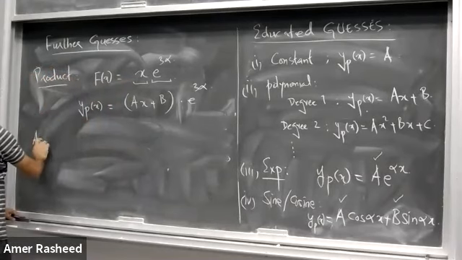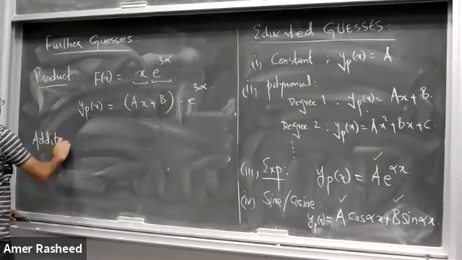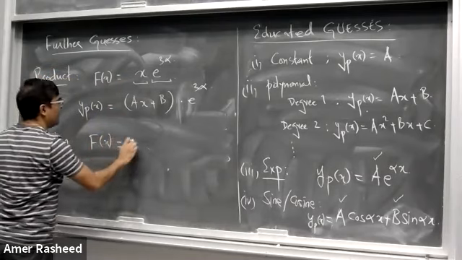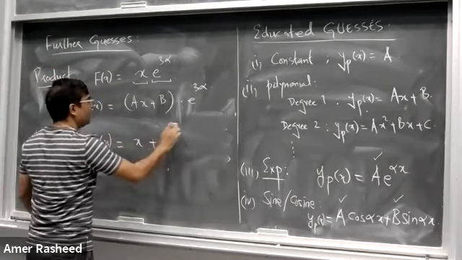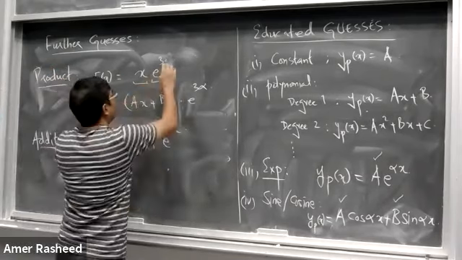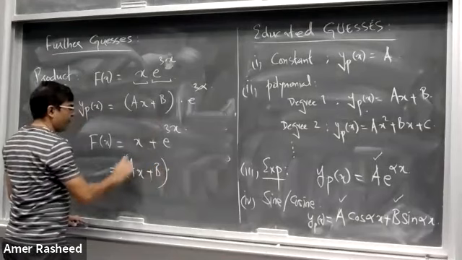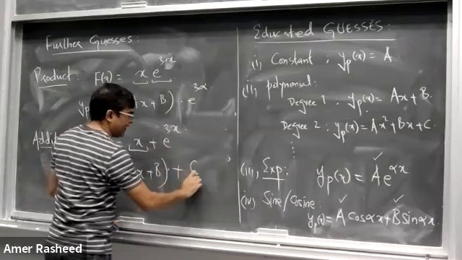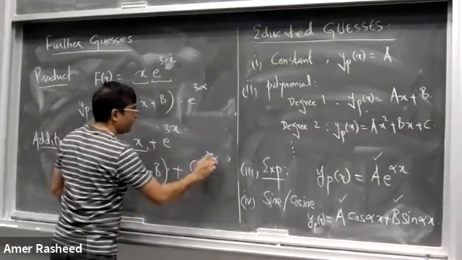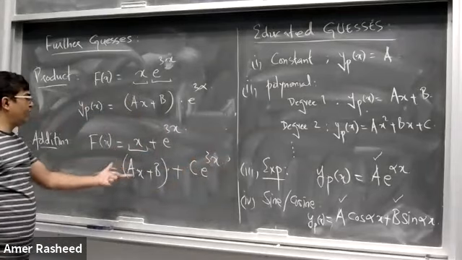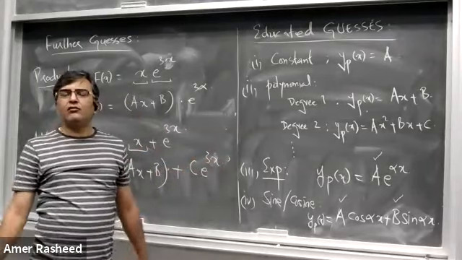If we have addition of these two functions, the right-hand side is written as x plus e raised to power 3x. Sorry, here we have x, not alpha. Then we write ax plus b for this polynomial of degree 1, plus for this exponential, we write another constant, c e raised to power 3x. So this is how we can write the educated guess for the particular integral.